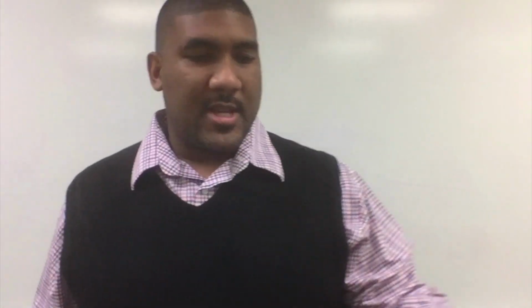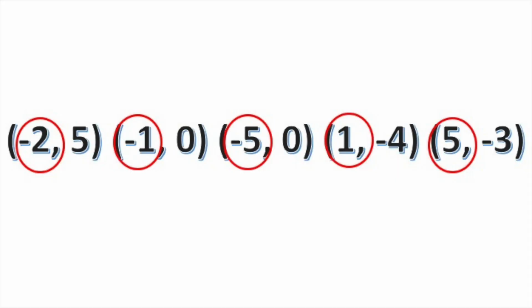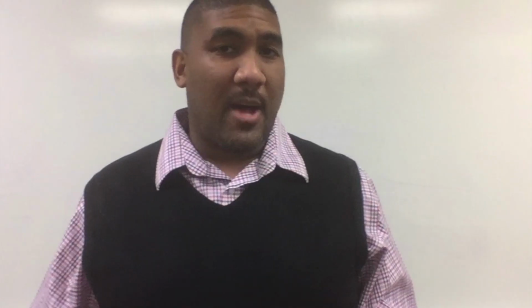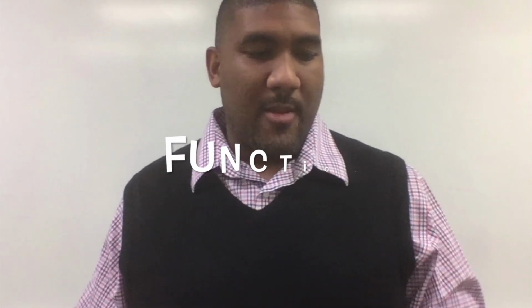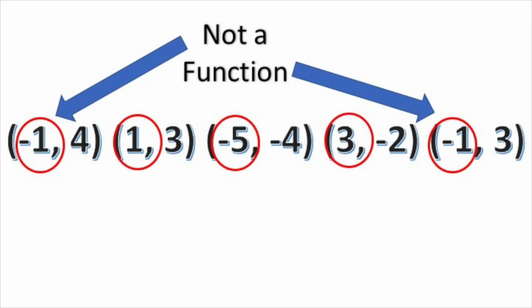So looking at the first example, in the ordered pairs, I'm looking at the numbers -2, -1, -5, 1, and 5. There's nothing that's doubled. There's nothing the same. They're all different. So that is called a function. Now the next example, I have -1, 1, -5, 3, -1. But if you notice, -1 is shown twice. Therefore, it's not a function.